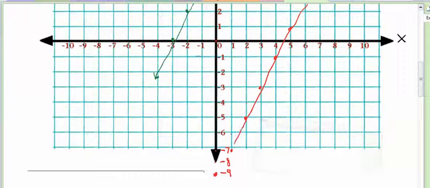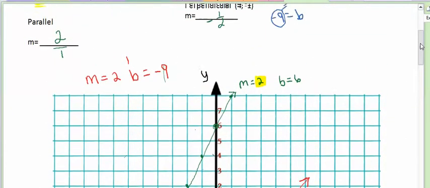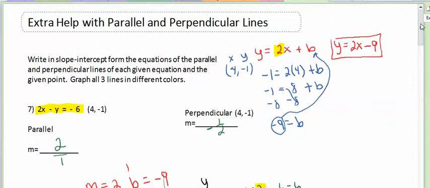That is a line that is parallel to the original line. Okay, and we can see that it is parallel. It goes on forever. Okay, so now that is the parallel line.